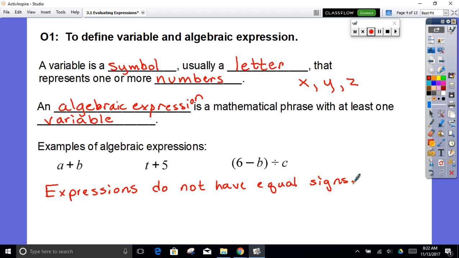And the definition says that it's a mathematical phrase. That implies it's not complete. It's not like a sentence. It's just a phrase. So expressions do not have equal signs.